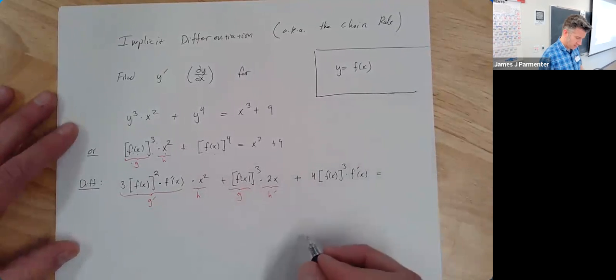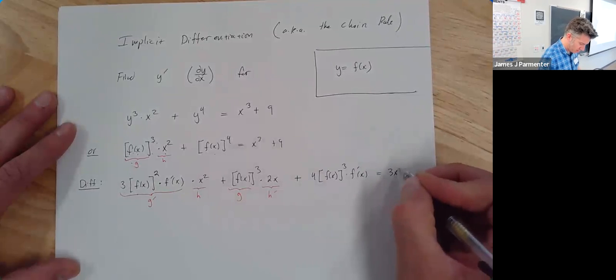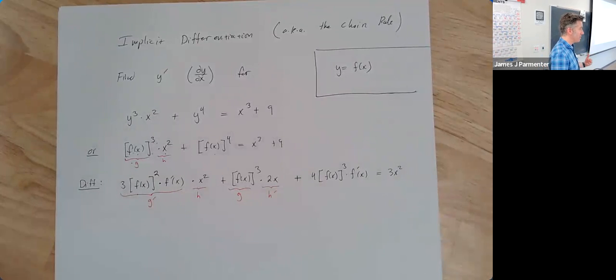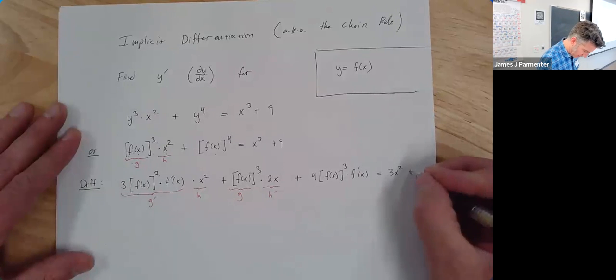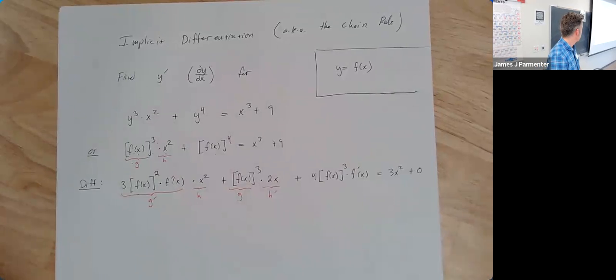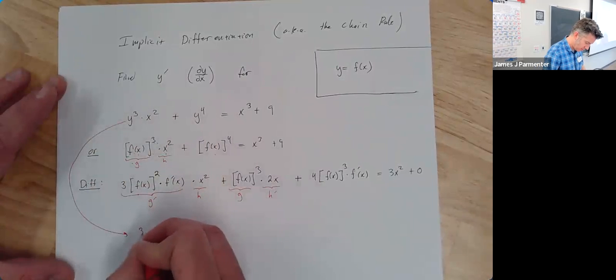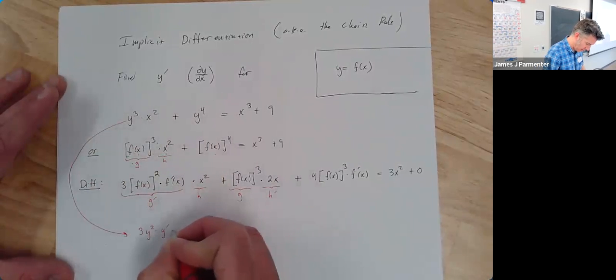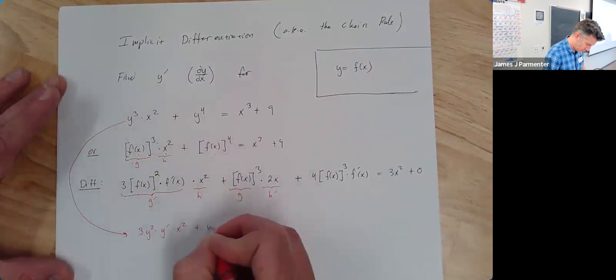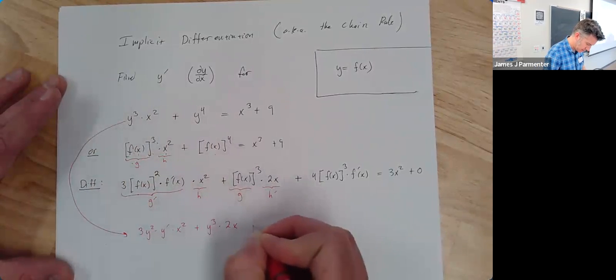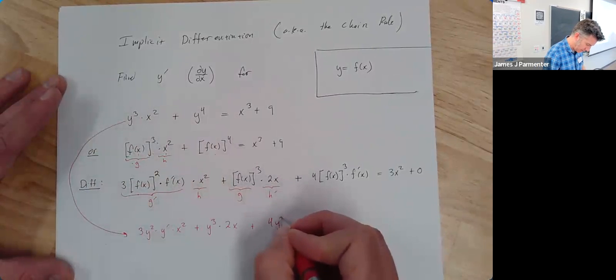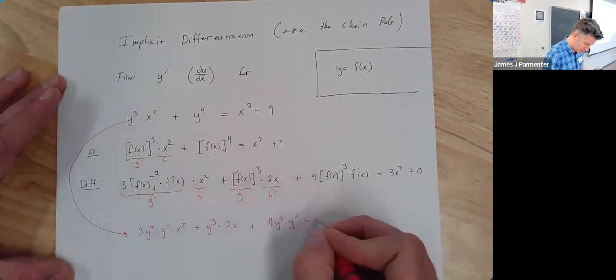Equal to the derivative of x cubed, which is just 3x squared. And there's no having to multiply by the derivative of x here, or there is, but the derivative of x is just 1, plus the derivative of 9, which is 0. Okay, but no one's actually writing it this way. What they're really going to write is 3y squared times y prime times x squared plus y cubed times 2x plus 4y cubed times y prime equals 3x squared.